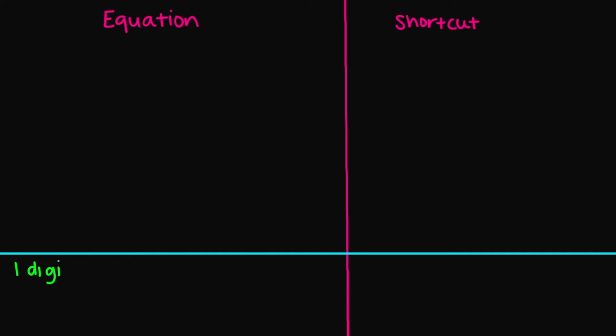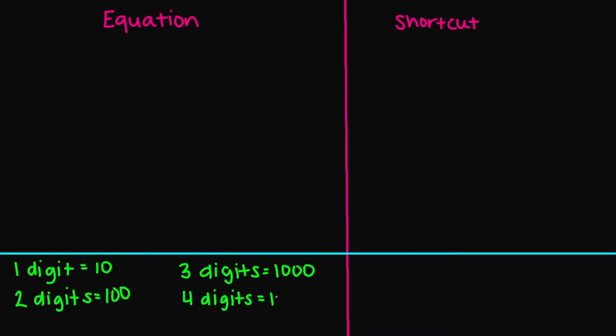If there's only one digit that's being repeated, you're going to multiply both sides of your equation by the number 10. If there are two digits that are being repeated, you're going to multiply both sides of your equation by 100. If there are three digits being repeated, you're going to multiply both sides of your equation by 1000. And then if there are four digits that are being repeated, you're going to multiply both sides of your equation by 10,000.